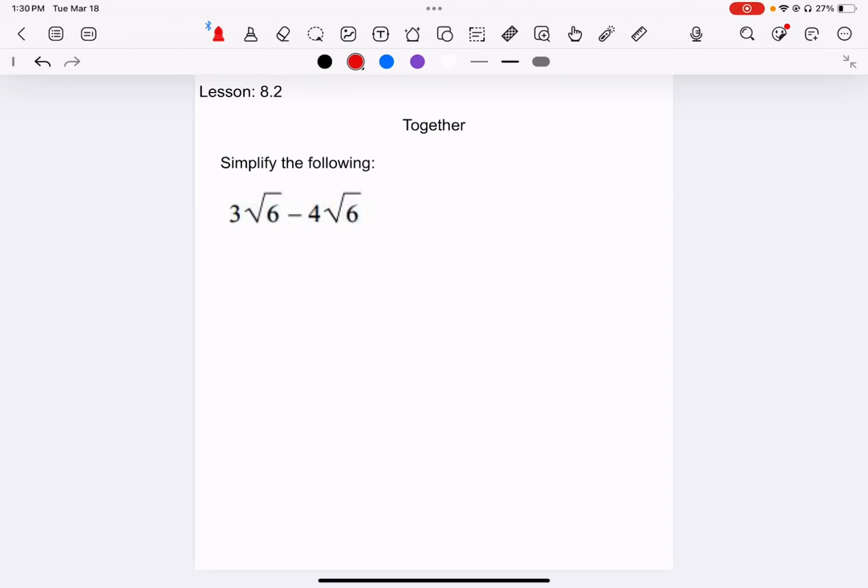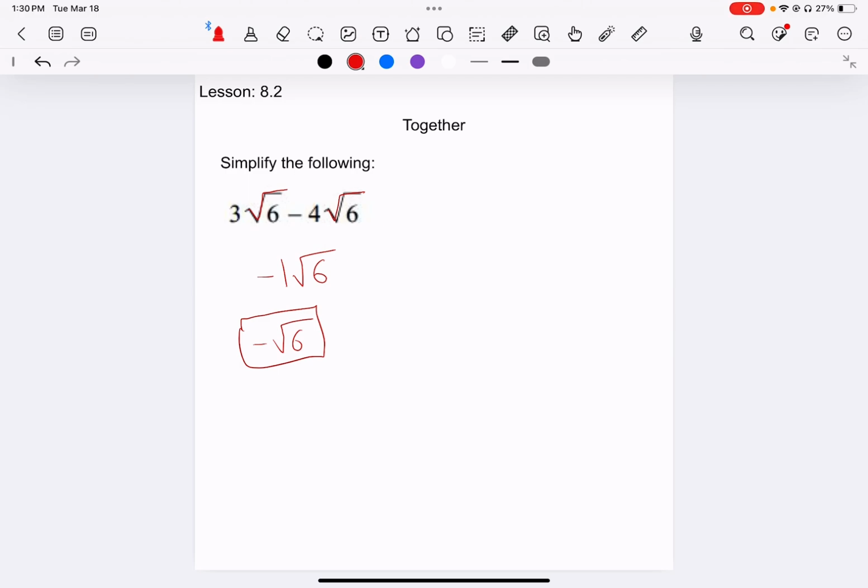This lesson is on adding and subtracting radicals. I have 3 radical 6 minus 4 radical 6. Since I'm taking the radical of each number, I can just combine the coefficients. So 3 minus 4 is negative 1, and then the radical 6 would stay. So it'd be negative radical 6.